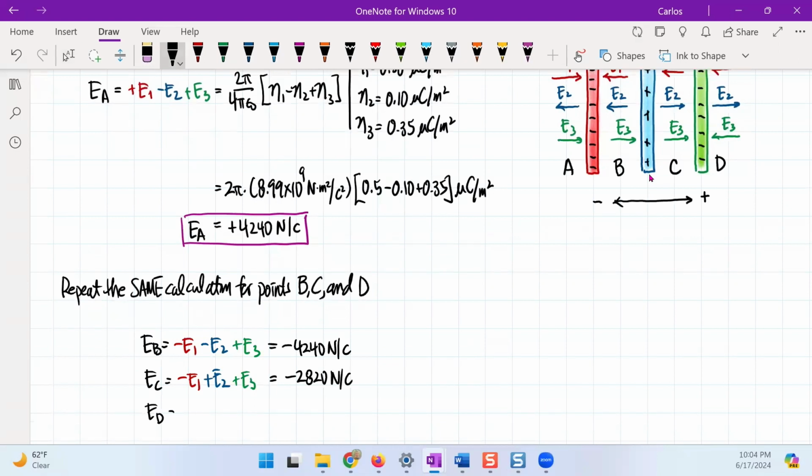Then my last one is ED, which gives me minus E1 plus E2 minus E3, and I finally get a value of minus 4240 newtons per coulomb. So now I have these electric fields.